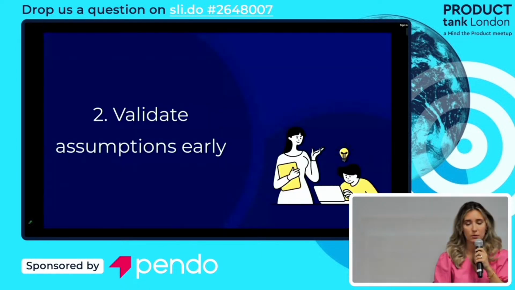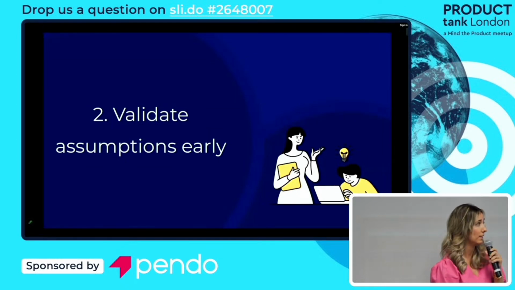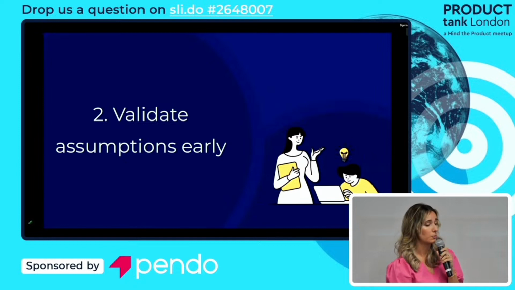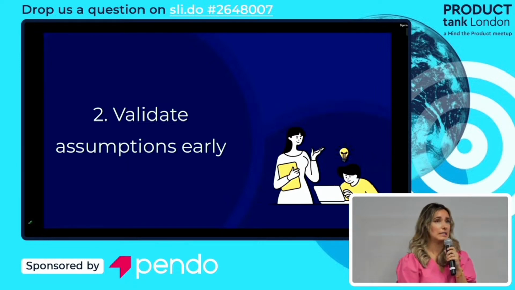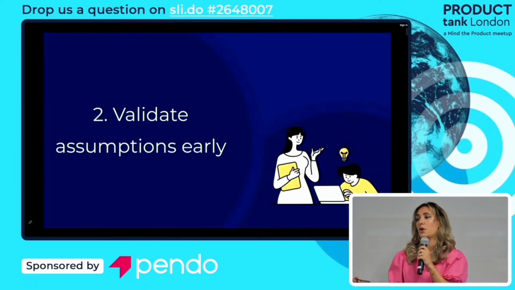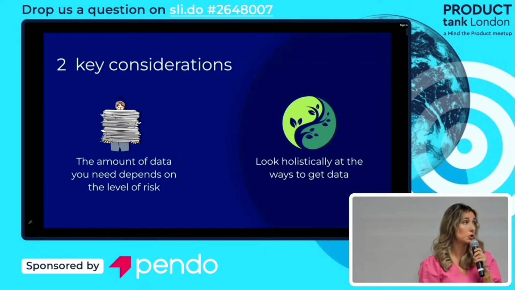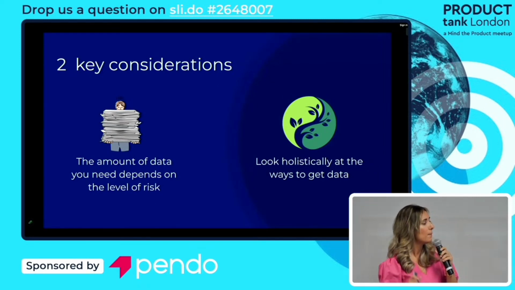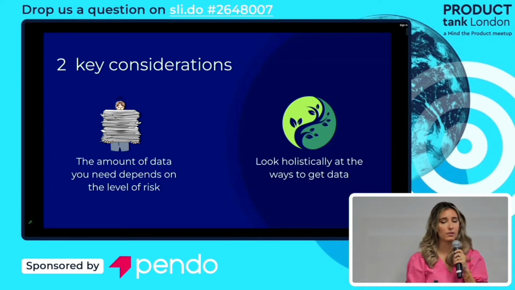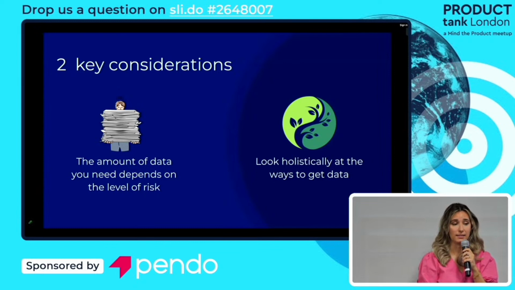Cool. The second way you can use data in product management, as a product manager, to make better decisions is to help you validate assumptions early. Whether you're at the beginning of a product or the beginning of a feature, or you have stakeholders that have a subjective opinion, it's a similar approach where you can use data to validate ideas. So at this stage, I would say there are two key considerations. One is the amount of data you need depends on the level of risk. And the second one is to look holistically at the ways to get data.